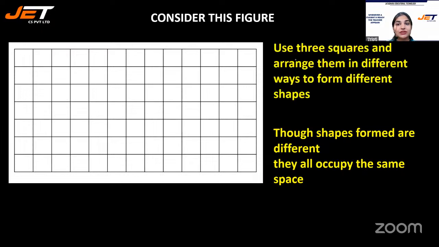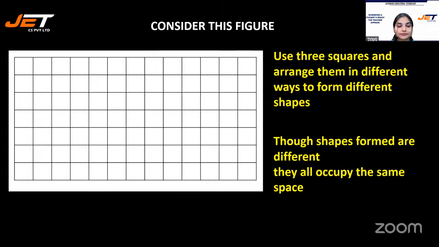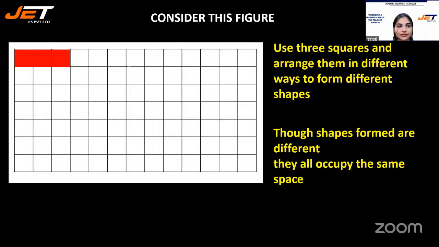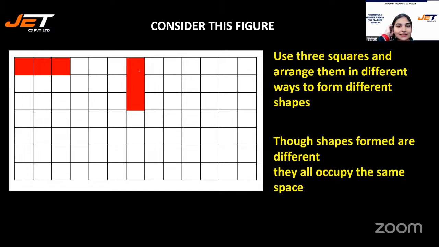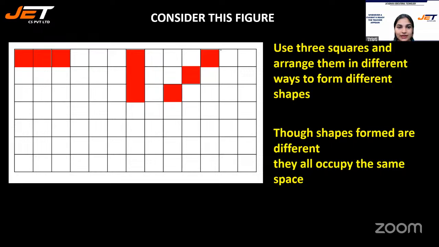Now we will be using three squares and we'll arrange them in different ways to form different shapes. Let's see how it goes. So over here, this is the first one: three squares in a sleeping line. This is the second one: three squares in a standing line, meaning the vertical line. Then three diagonally.